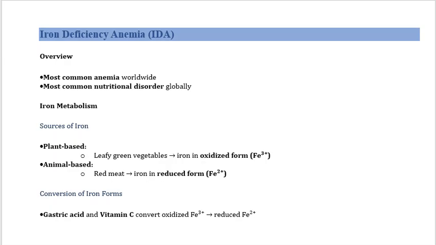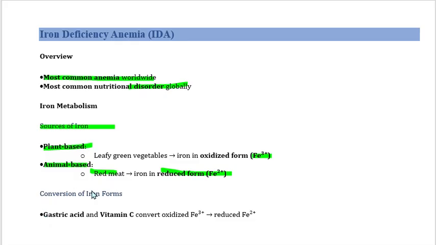Now we are going to discuss iron deficiency anemia specifically, and it is the most common anemia worldwide, and it is the most common nutritional disorder globally. Some information on iron metabolism and sources of iron: plant-based, like leafy green vegetables, where iron is in oxidized form, meaning Fe3+ form, and animal-based, like red meat. It is rich in iron, and iron in it is in reduced form.